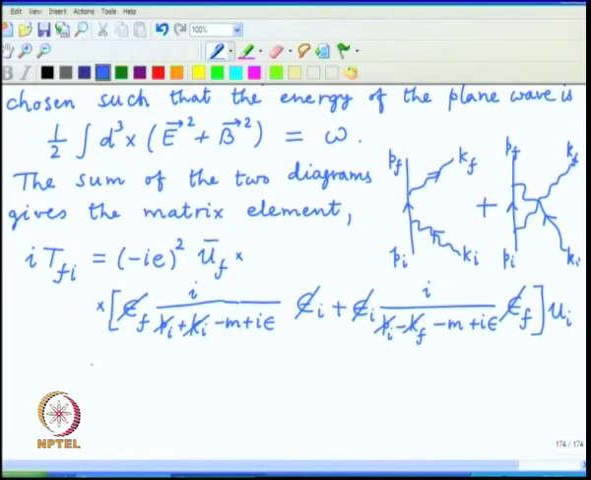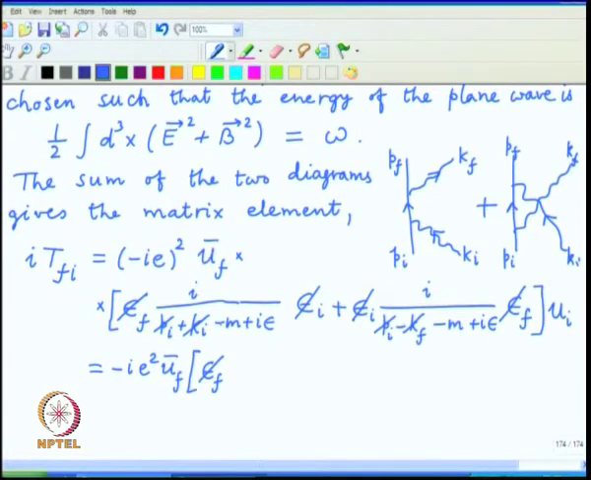We can still simplify this calculation a little bit more. So, first, all the factors of i can be combined, and that gives minus i squared, u_f bar, and the denominators can be rationalized. So, all the gamma matrices now come in the numerator, and the calculations will become simple for taking all the traces of the gamma matrices.